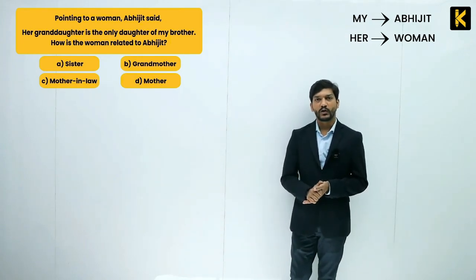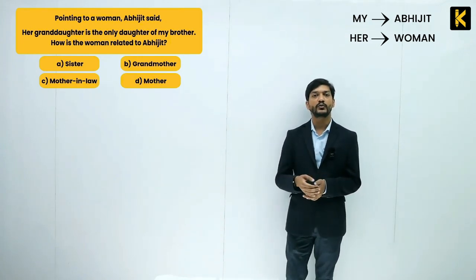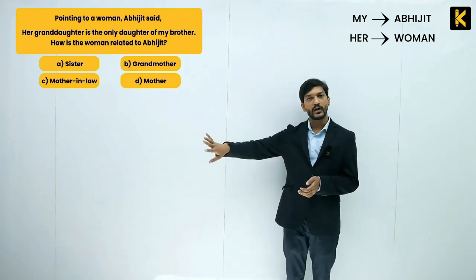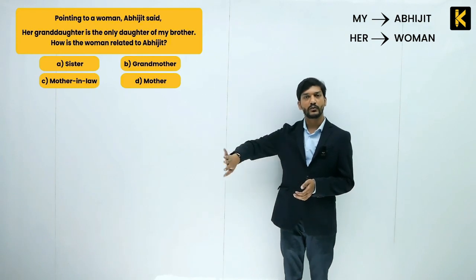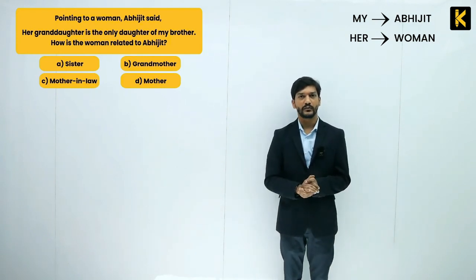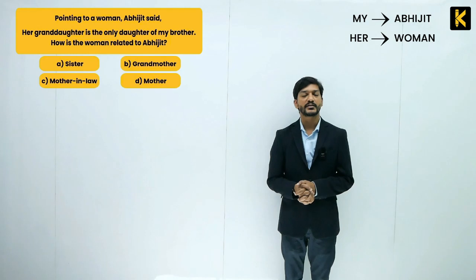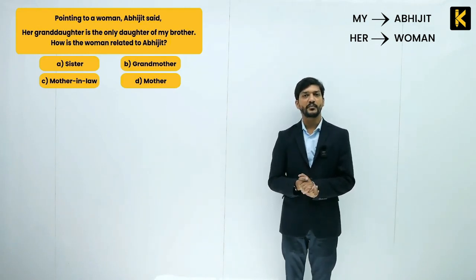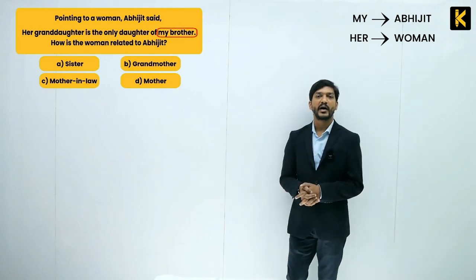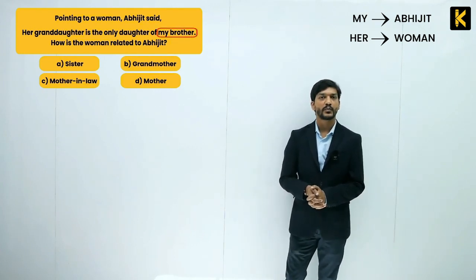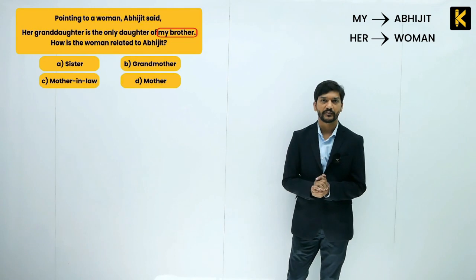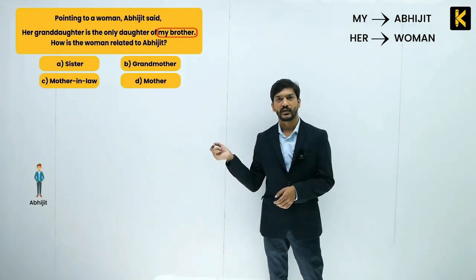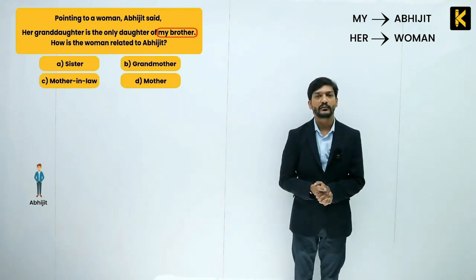Again, whatever statement is given, we have to draw it from the last. From the back side we have to draw and go backwards. So, who is the last person mentioned in the statement? The last person mentioned is my brother. My means Abhijit. So, let me show one person who is Abhijit.